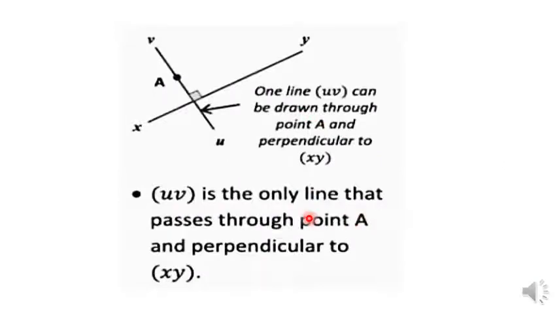This one is similar to property number 1. Through a point outside a line, I can draw one and only one perpendicular to this line. So in this case, UV, as you can see, which is passing through A, is the only line perpendicular to XY.